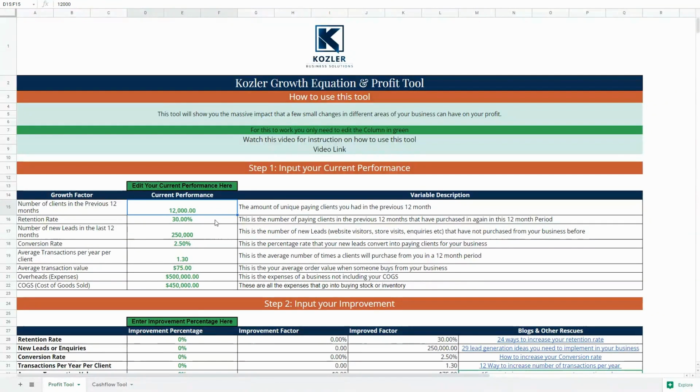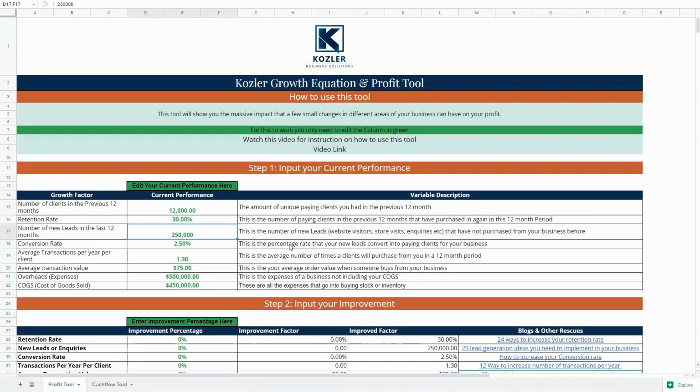The next thing you want to look at, after you've got the previous 12 months and your retention rate, is the number of new leads that you had in the last 12 months. These are people visiting your website, coming into your store, inquiring about different things. So these are all the unique visitors that have come to those places, excluding your current customers. This is new leads that are just wanting to do business with you for the first time.